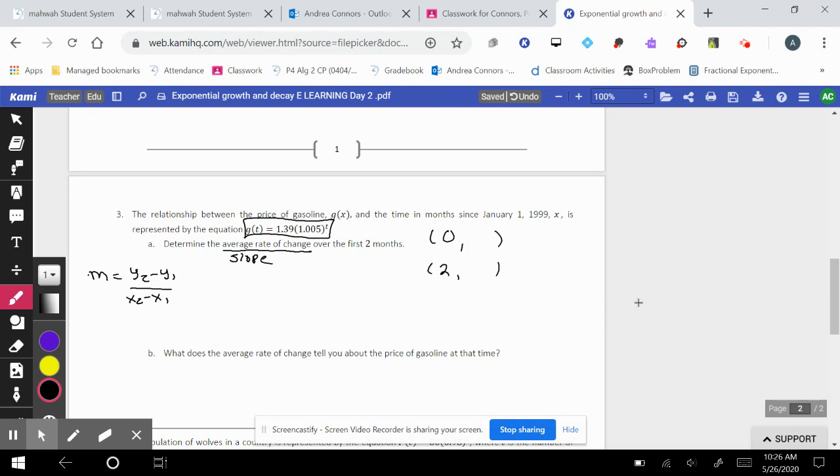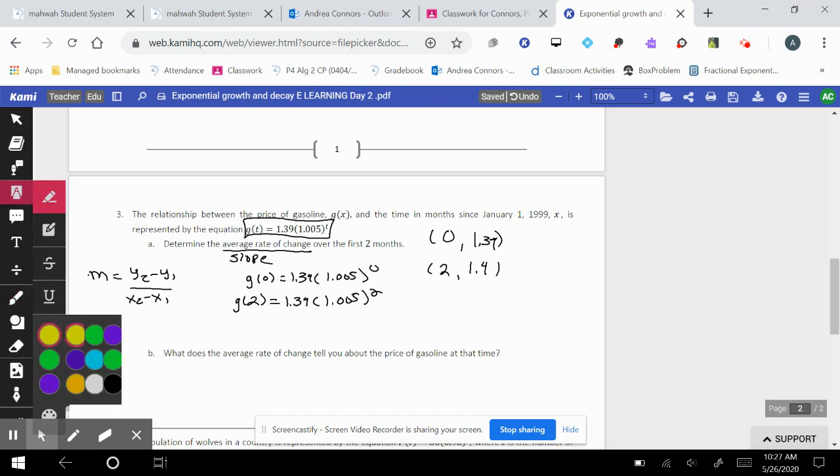So if you plug in 0, you're going to get 1.39, and if you plug in 2, you are going to get, let me grab my calculator, 1.4. And then you just find the slope. So you're going to do y1, you're going to plug in your x2 and y2, and your x1 and y1, just like that.